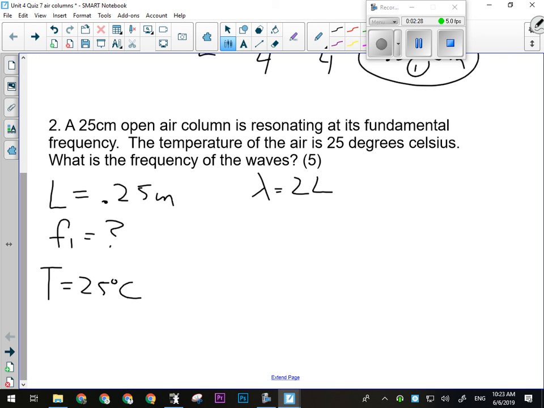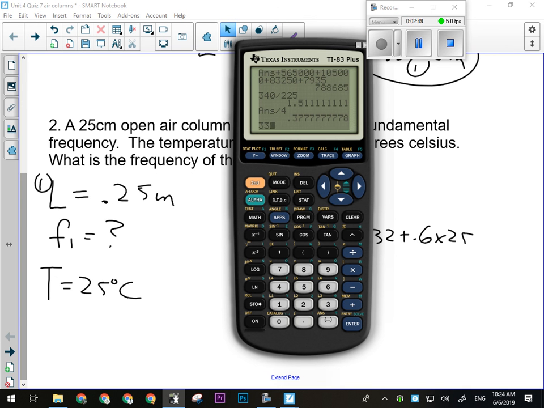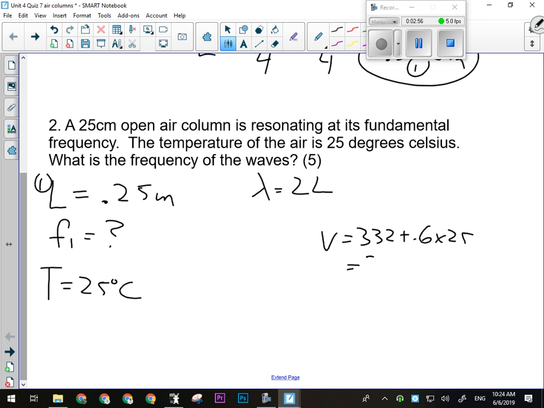What's the frequency of the waves? All right, so if I have temperature, I can find what? I can find the speed. So give them a mark for their givens here. Their next step is to calculate the speed of the waves. 332 plus 0.6 times 25 degrees Celsius. So we got 347 meters per second as our speed of sound. Give them a mark for that step.